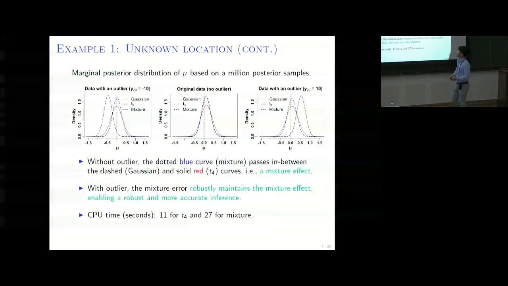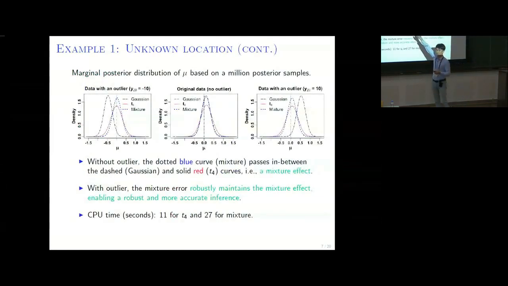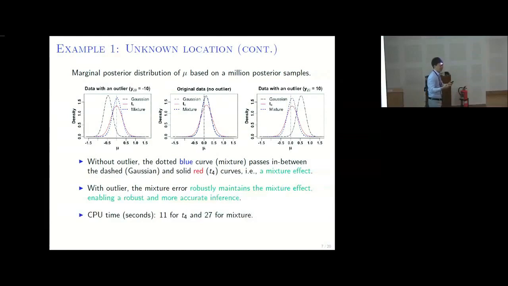So here is the result. The second panel is from the data without outlier. So without outlier, the Gaussian error model, the black dashed curve, has the highest peak near the true value of 0. This makes sense because we are assuming a Gaussian error model for Gaussian data.